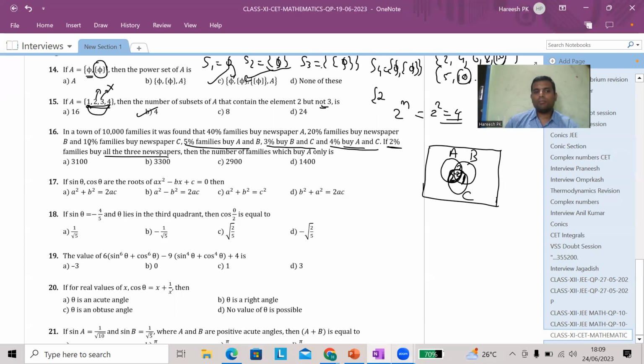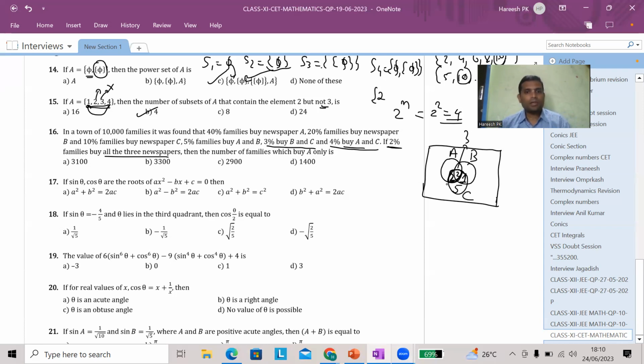And how many buy newspaper C? 10%. Now if you look at newspaper, so this is 3. Here I'll call this as 3. So now newspaper C is read by 10%. So 10% should be total. Already here 2 plus 2 plus 1 is there. So here you'll have only 5%.